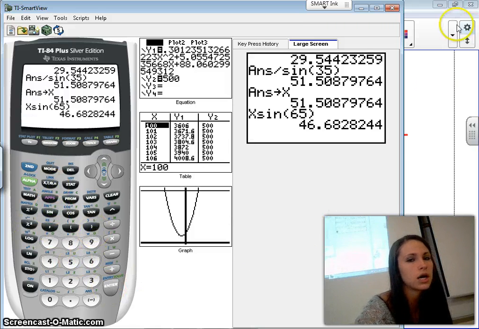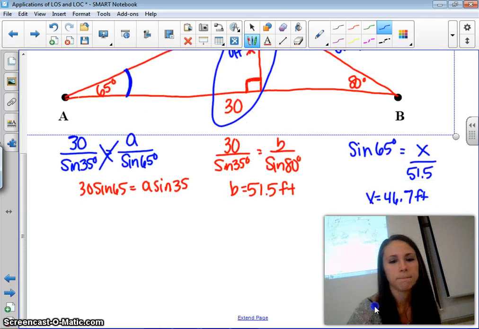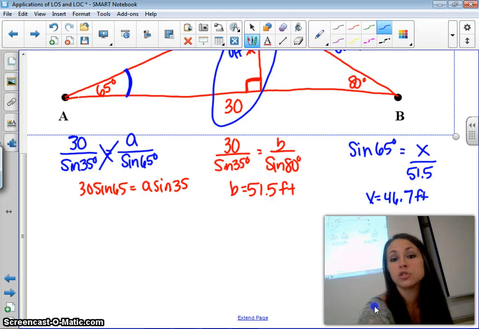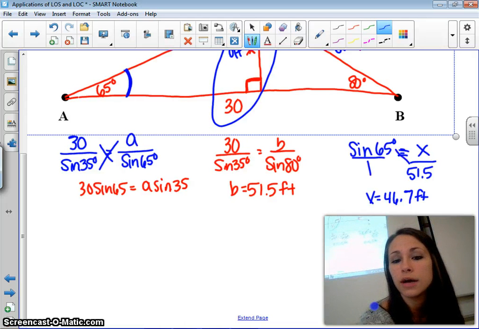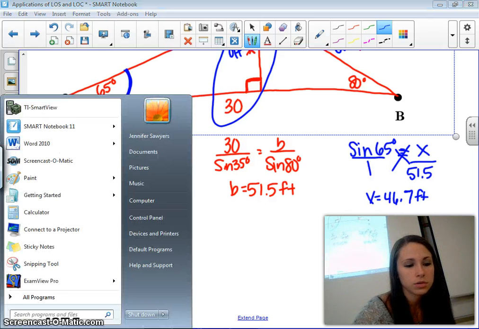And so then, what's the height that Superman's off the ground? 46.7 feet. So x is 46.7 feet, because there's an equal here. So this is like over 1, and I have to cross multiply. Okay? Alright, pause.